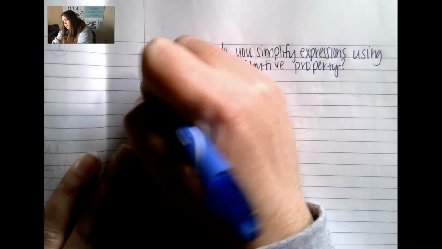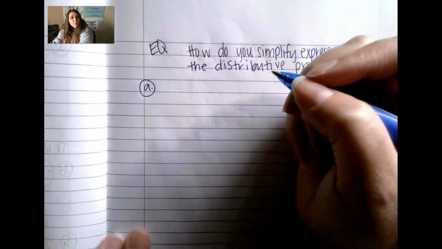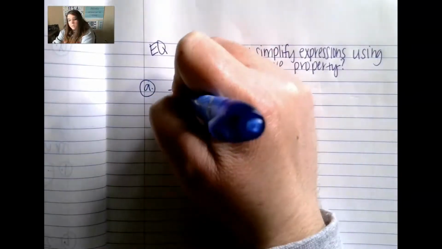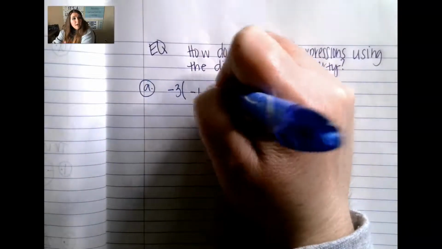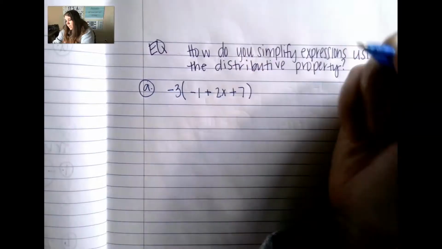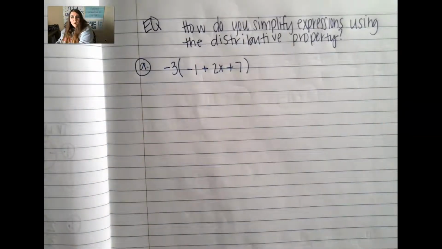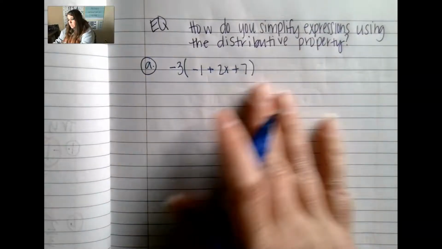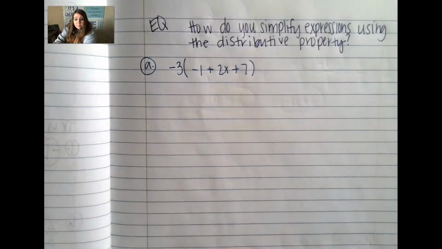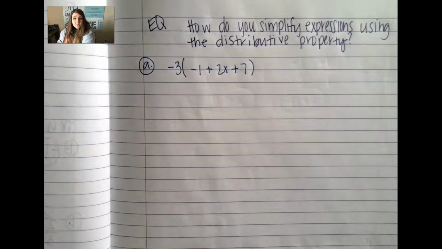So our first example today shows that we want to simplify -3 times (-1 plus 2x plus 7). Okay, so this is our problem that they want us to simplify. We have an expression and we need to simplify it. We're going to simplify it the same way that we did yesterday by multiplying this -3 throughout the entire expression.